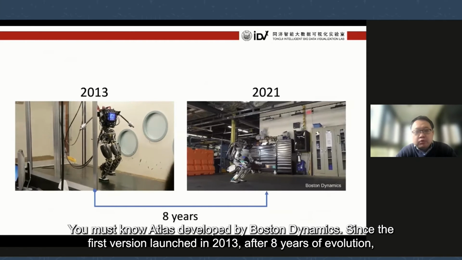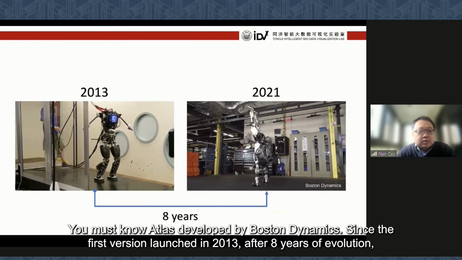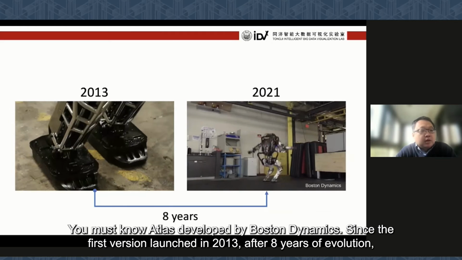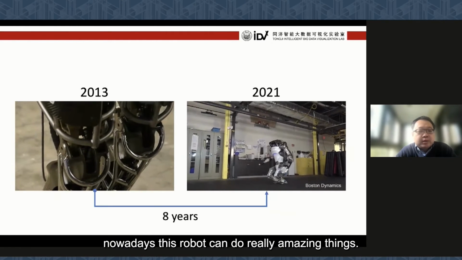So you must know Atlas, developed by Boston Dynamics. Since the first version launched in 2013, after 8 years of evolution, nowadays this robot can do really amazing things.